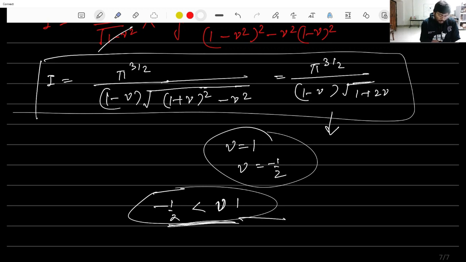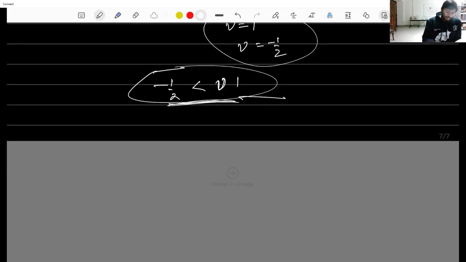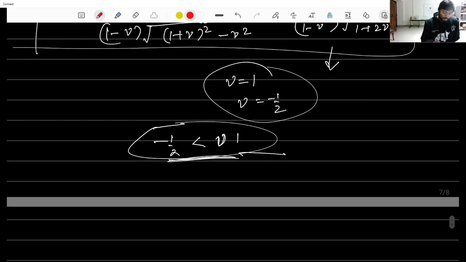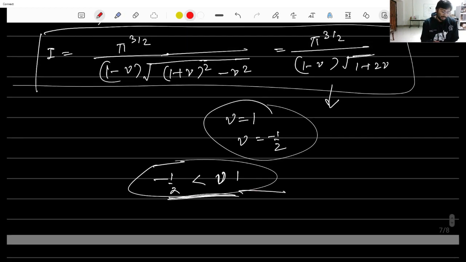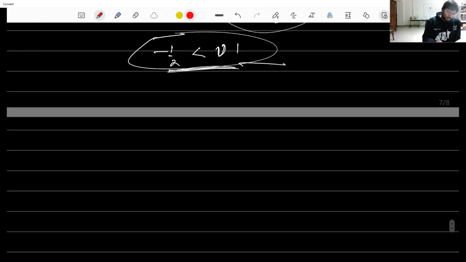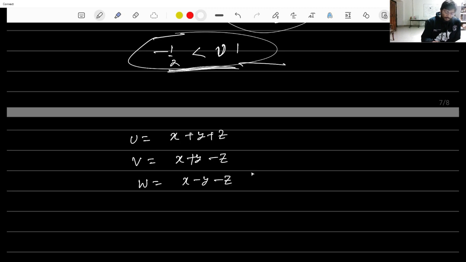So if you want to look at why this is happening, if again you want to analyze why at nu equals 1 and nu equals minus 1 by 2 this Gaussian integral is diverging, you can do again the coordinate transformation, like here u equals x plus y plus z, v equals x minus y plus z, and w equals x plus y minus z. So you do this coordinate transformation, calculate the volume element with this Jacobian factor, du dv dw.